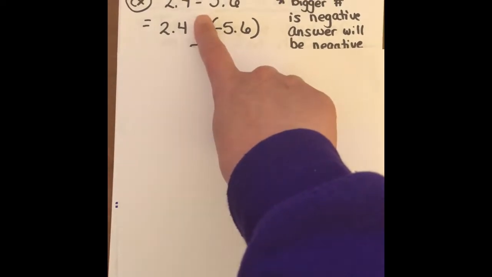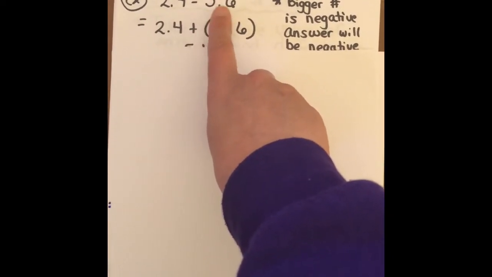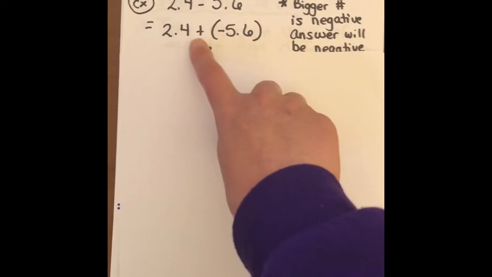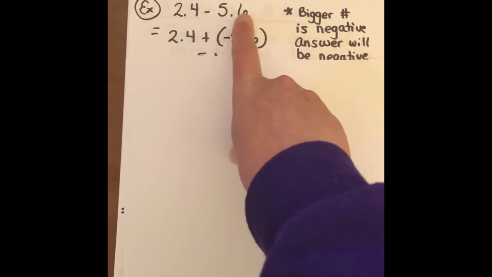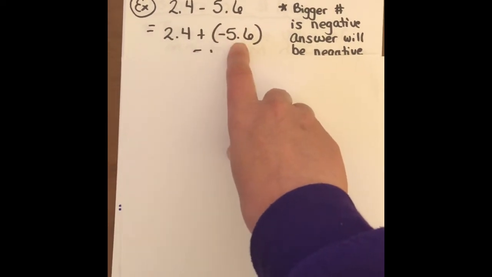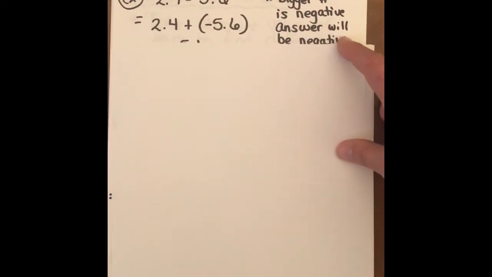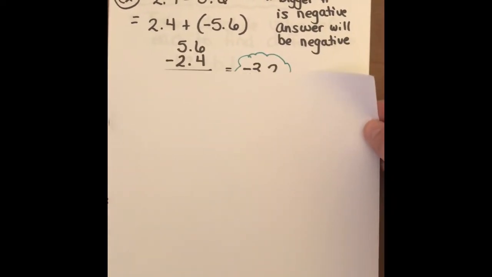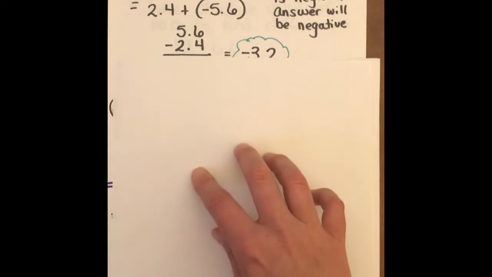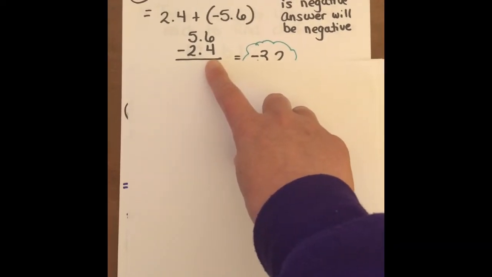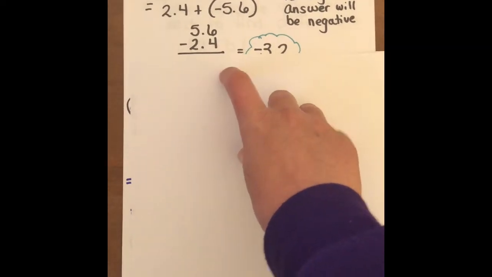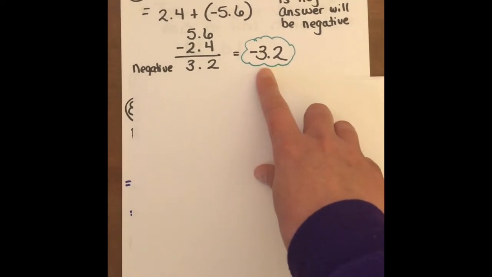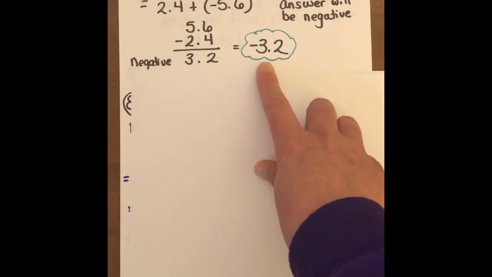So we're going to add the opposite instead of subtracting here. So we have 2.4 plus a negative 5.6, adding the opposite of what it was. This was subtracting a positive. We're going to add a negative here. And then this says bigger number is negative. Answer will be negative because the 5.6 is negative. So then you just subtract them. Line up your decimals, right? 5.6 minus 2.4 gives me 3.2, but my answer has to be negative, so it's a negative 3.2.